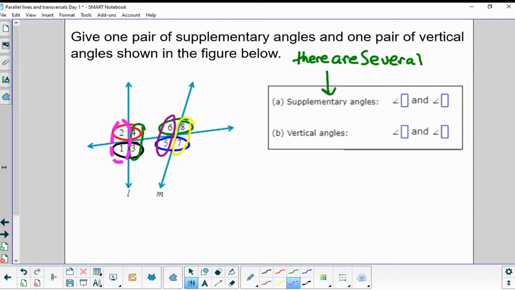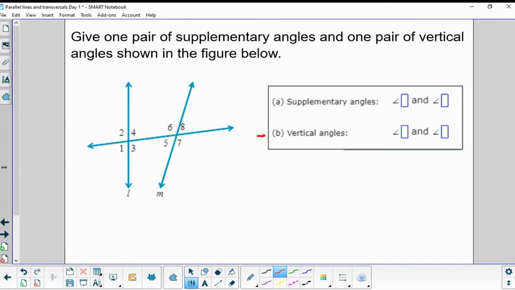These would all be pairs of supplemental angles. And we only need to write down one of them. So just pick one and write it down. So I think I picked the one 2, 4 because that's the first one. So one pair of supplemental angles would be 2 and 4.